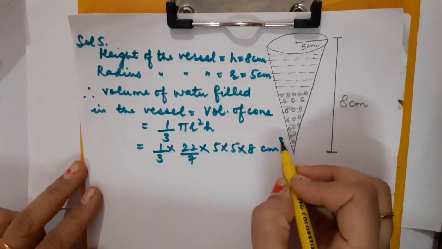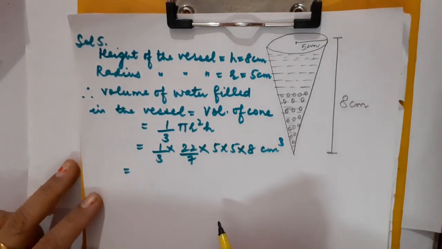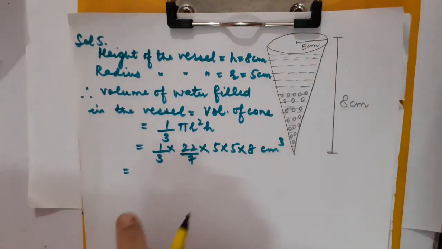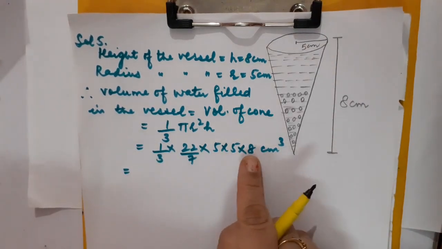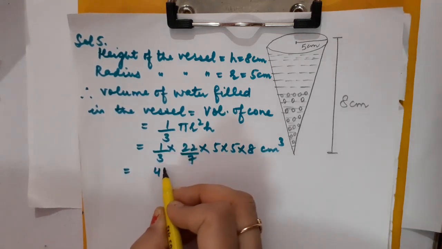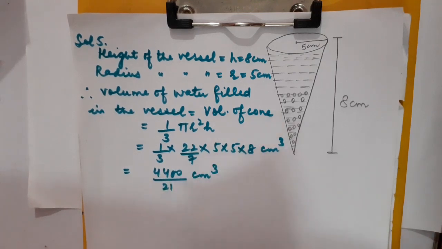It must be in cubic units. Correct? Is anything going to be cancelled? No. So let us multiply them. 5 5s are 25. 25 into 8 is 200. 200 into 22, that would be 4400, divided by 21 cubic centimeters.